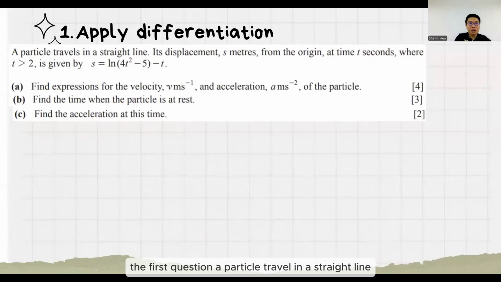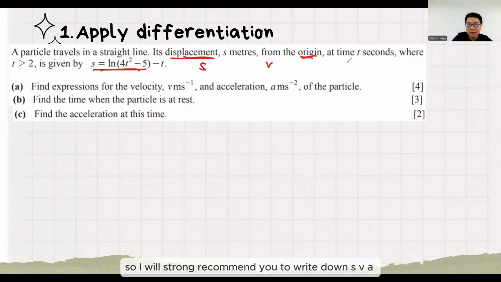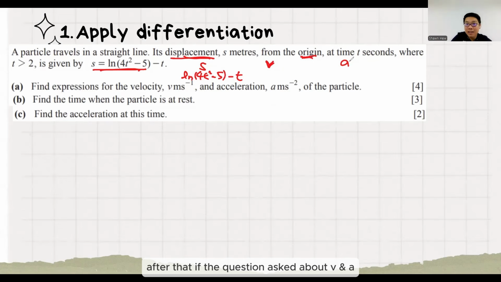The first question: a particle travels in a straight line, and the displacement from the origin is given as this. We know this is an SVA question, so I would strongly recommend you write down SVA. The information given is S equals ln(4t squared minus 5) minus t. If the question asks about V and A, I know going from left to right is differentiation. So the first question: find expressions for velocity and acceleration.